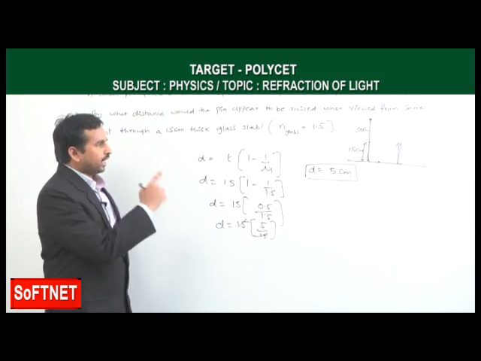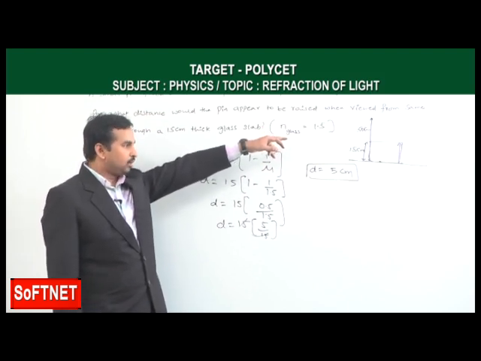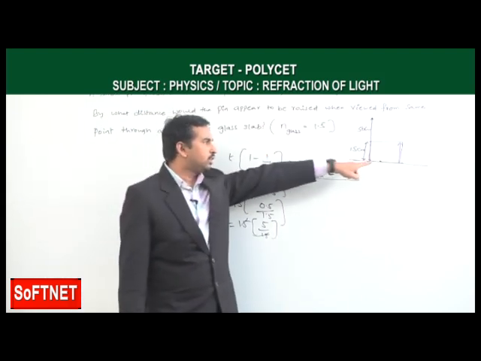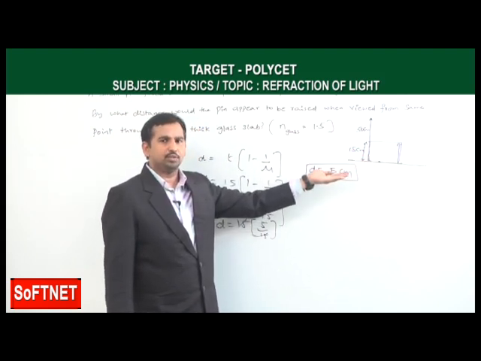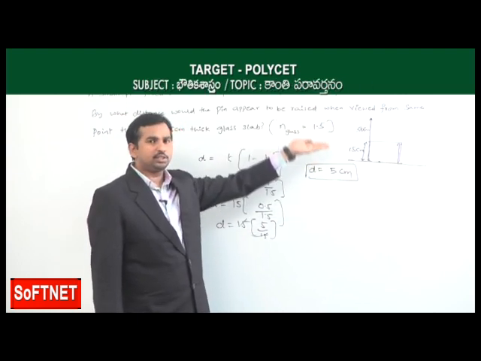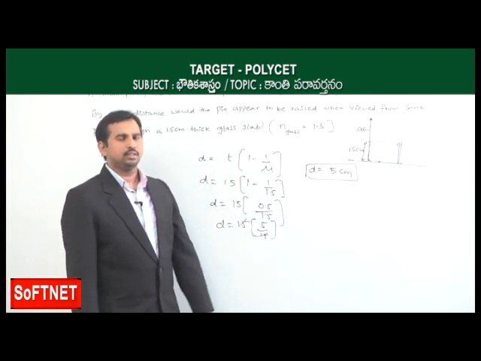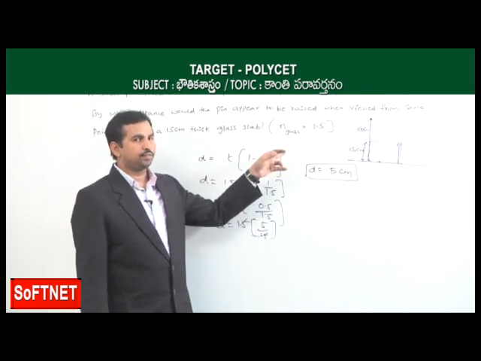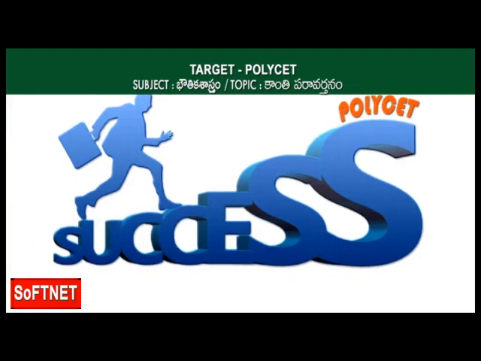So viewed without the glass, we see the pin from 50 centimeters, but once the glass slab is placed, the same pin appears to be raised by 5 centimeters. That means from the top point where we are viewing, the distance now becomes only 45 centimeters. This is the refraction effect. We call this the apparent depth effect.